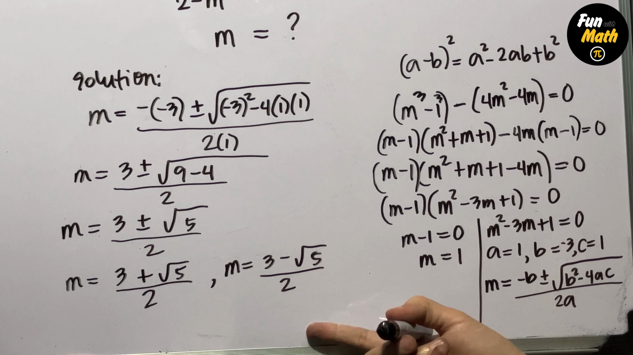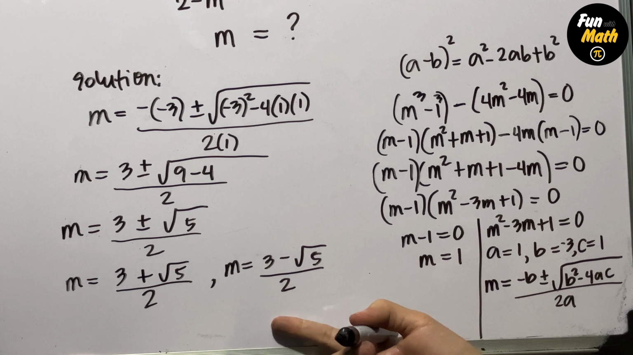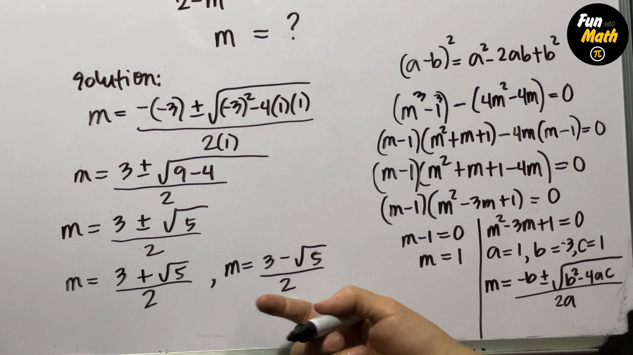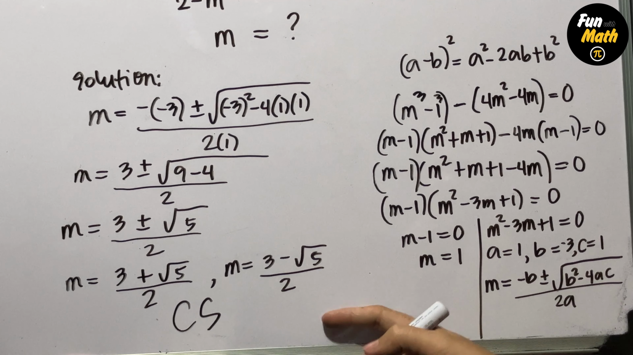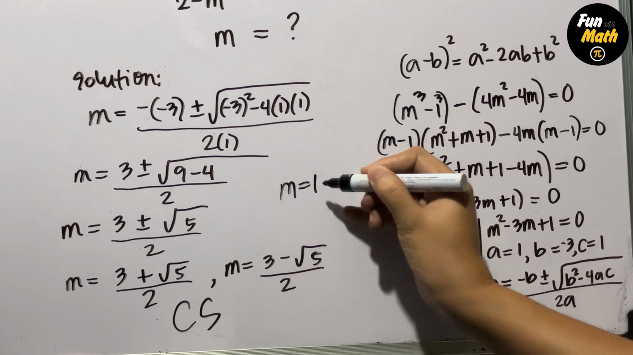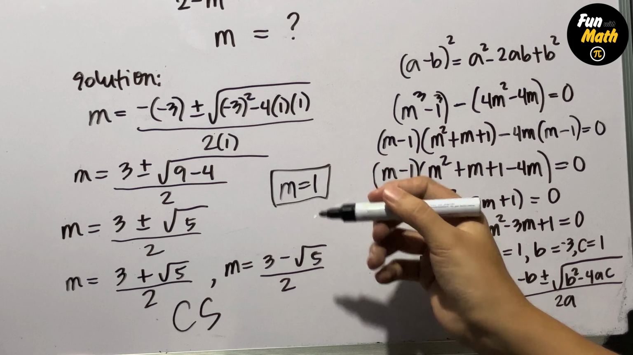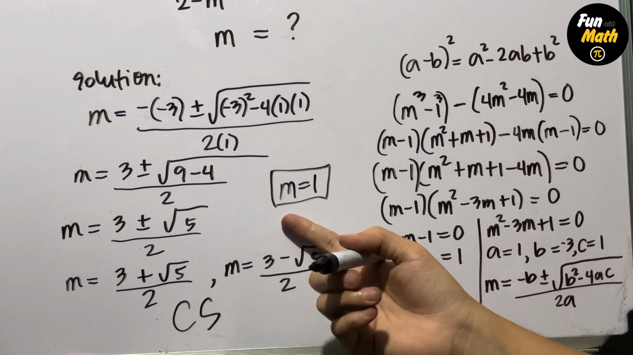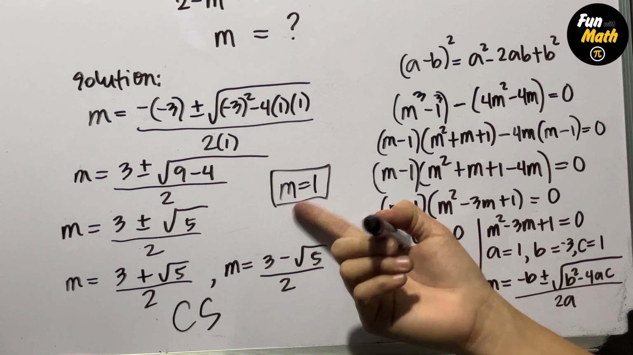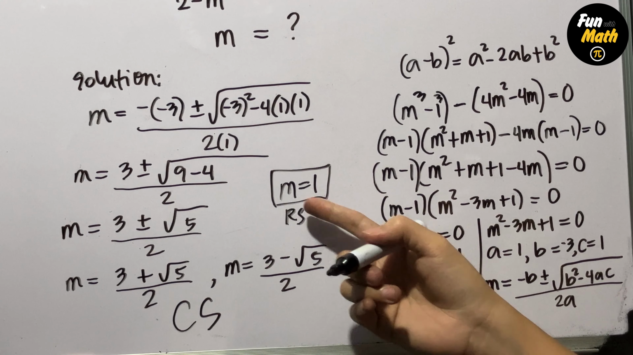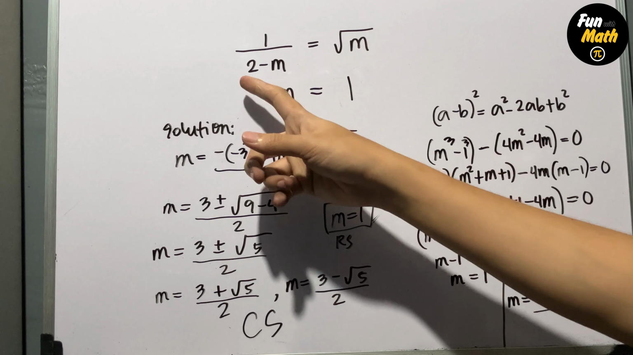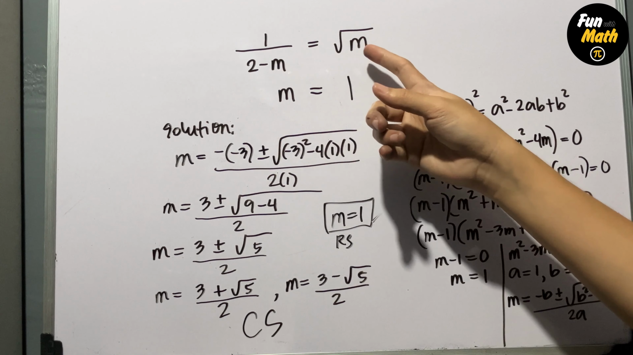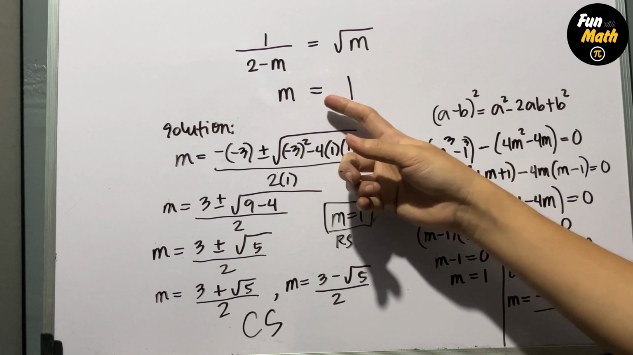Now, for these additional values of m, these are called complex solutions. Earlier, we have the value of m, which is equal to 1. m is equal to 1 is our real solution. And we only need to consider the real solution, and that is m is equal to 1. Therefore, for 1 over 2 minus m is equal to the square root of m, the value of m is equal to 1.